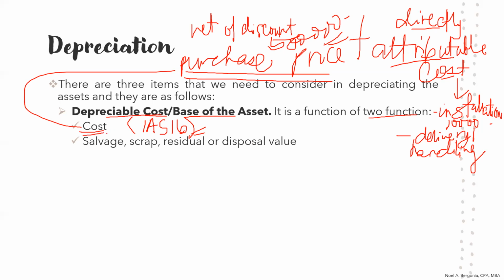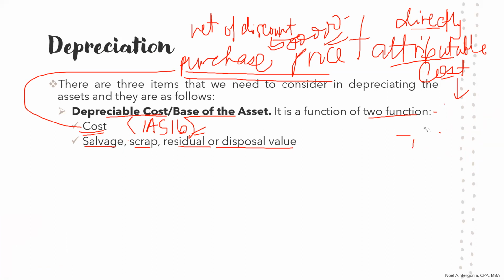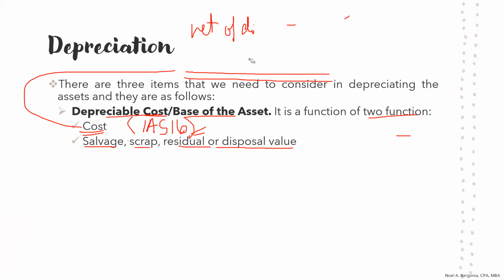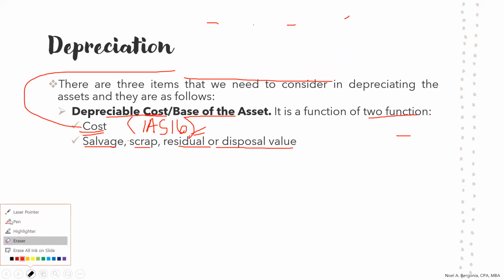Okay? Another that we need to consider once we are computing the depreciable cost is what we call the salvage value, scrap value, residual value, or the disposal value. What is this? What is this scrap value, residual value, or disposal value? They are all the same. That is a terminology used for the expected amount that will remain of the asset at the end of its useful life. Okay?